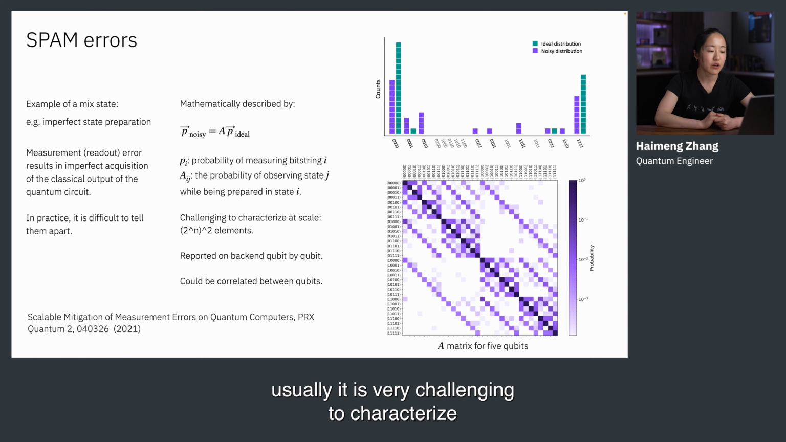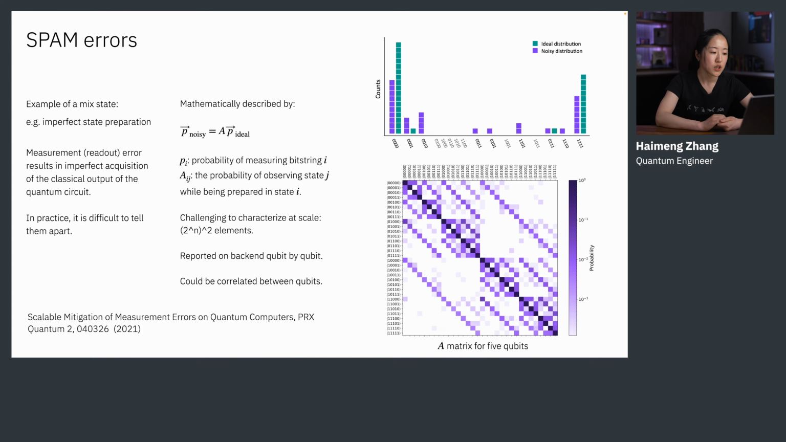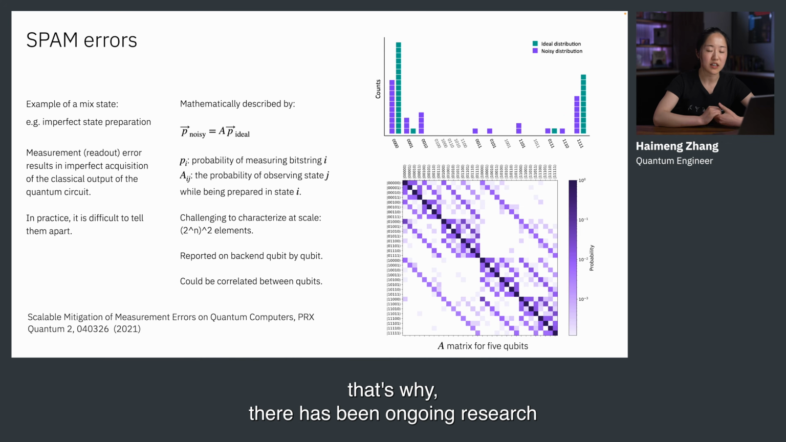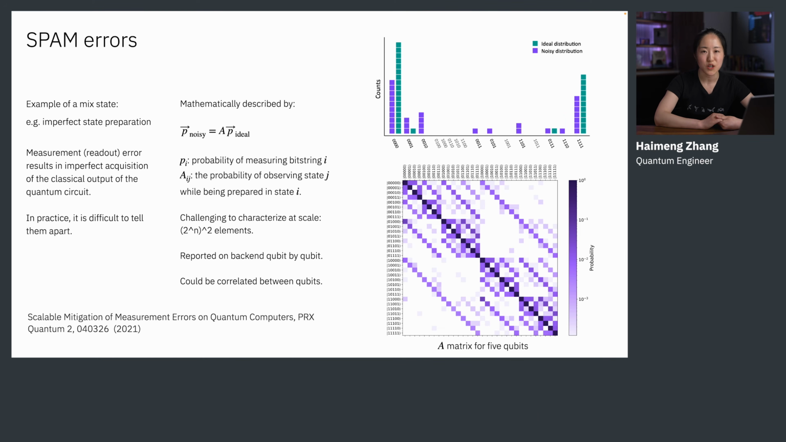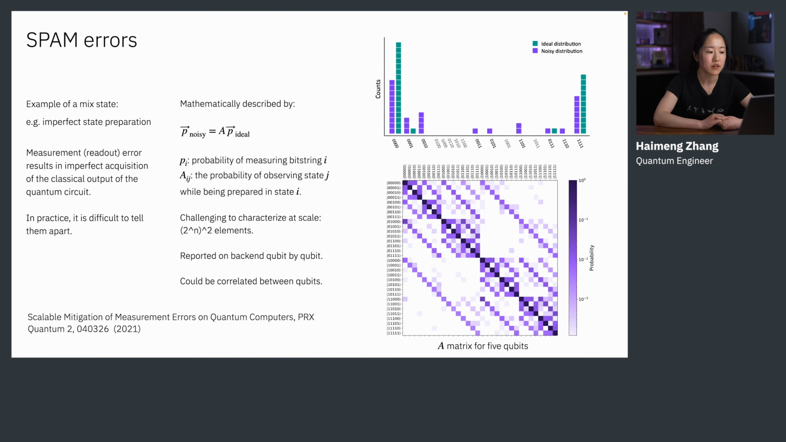Usually it is very challenging to characterize this A matrix at scale because we can see that it has 2 to the n by 2 to the n elements, where n is the number of qubits. That's why there has been ongoing research to try to figure out how to characterize SPAM errors at scale.